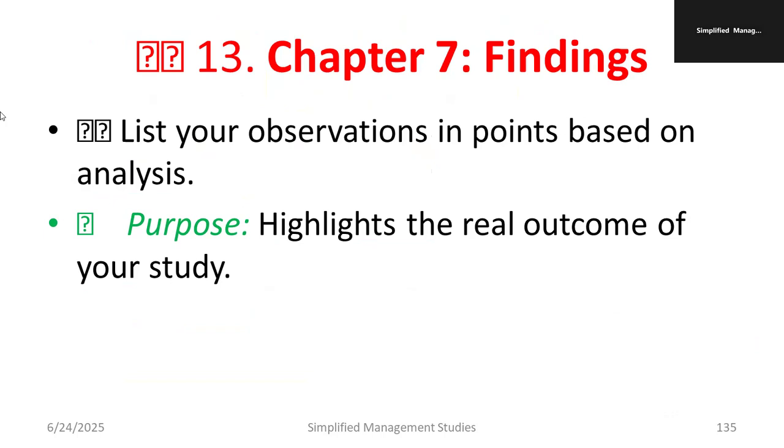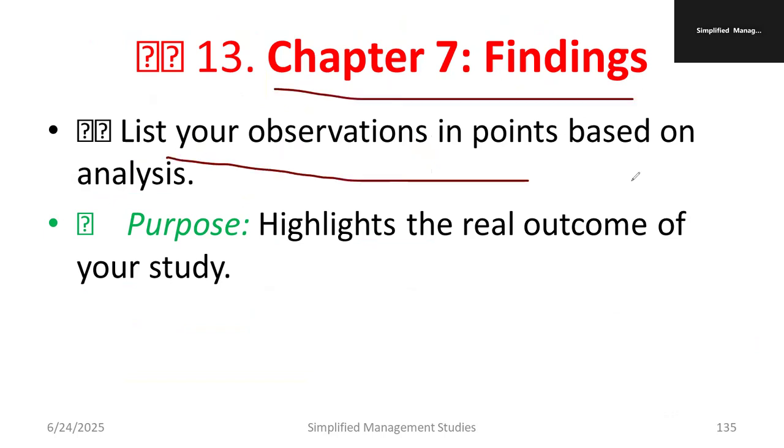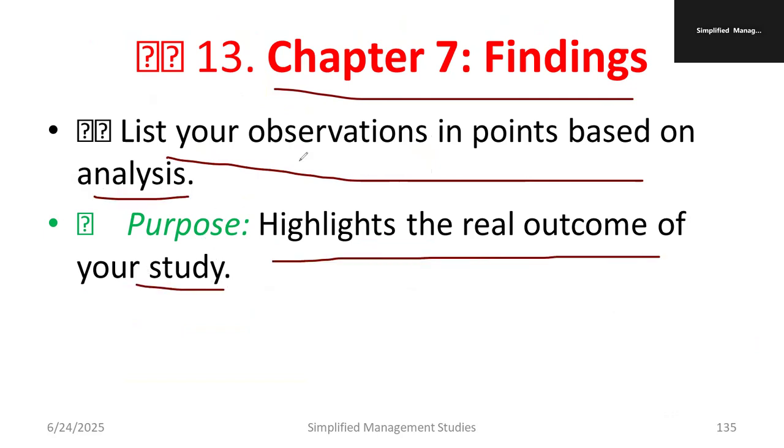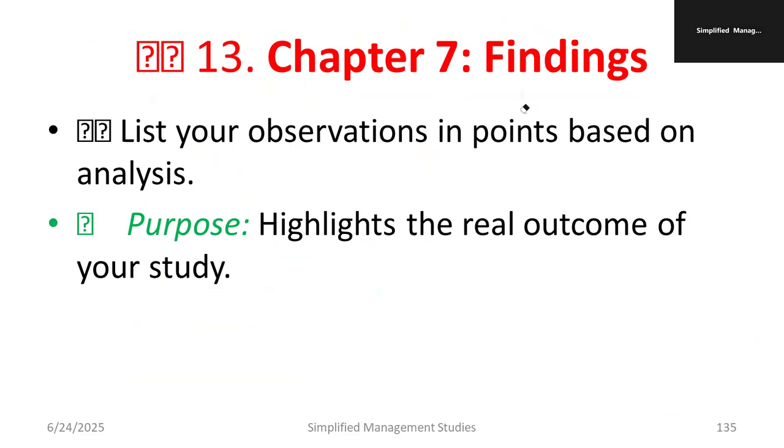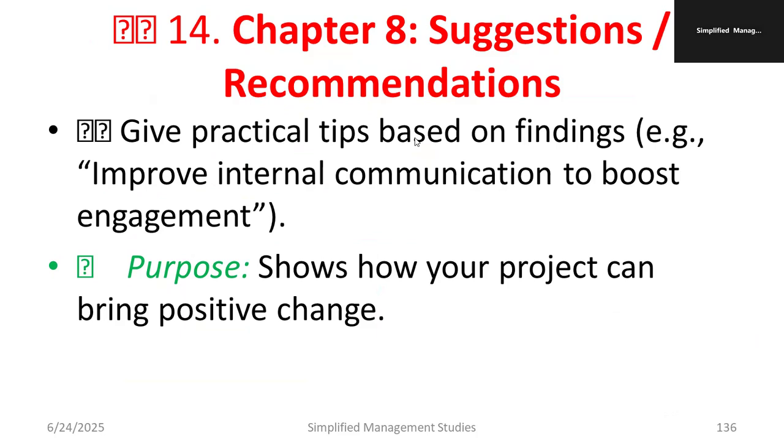Chapter 7 is a continuation only, but some universities will give it as findings. List your observations in points based on the analysis to highlight the real outcome of your study. You can merge this chapter if your guide is allowing. You can merge your chapter, otherwise you can keep it separately as findings. That is also okay. Chapter 8 is suggestions or recommendation. Or you can put it as future scope: suggestions, recommendations, and future scopes.